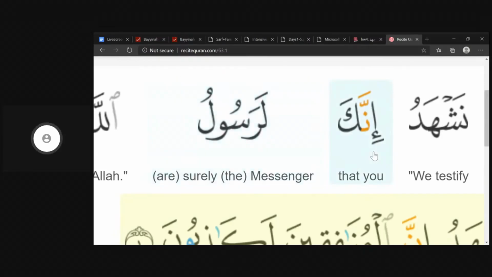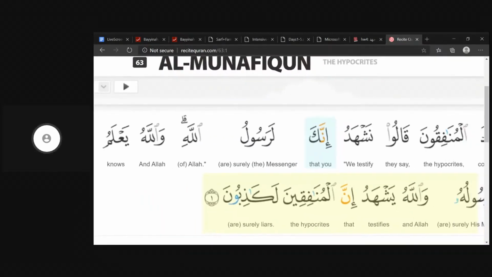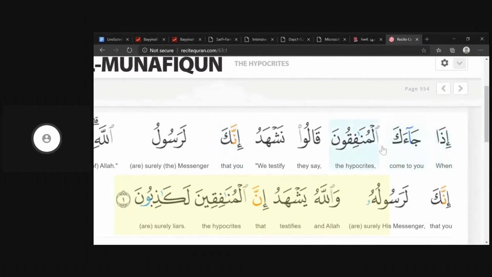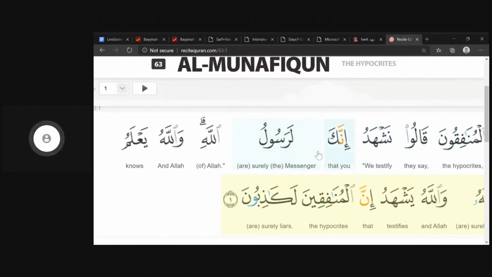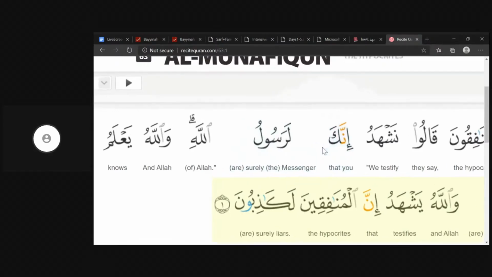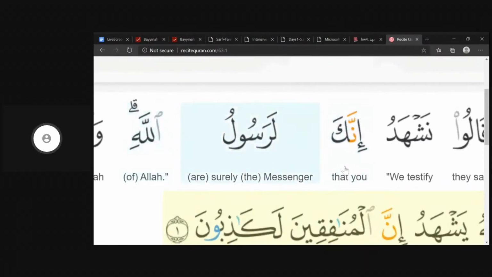So I see innaka, this is the start of a new sentence, or maybe not a new sentence, but a new clause at least. So for example, إذا جاءك المنافقون, when the hypocrites they come to you, they say قالوا نشهد, we testify. Now what are they testifying, right? They testify this whole thing. This is what they're testifying.